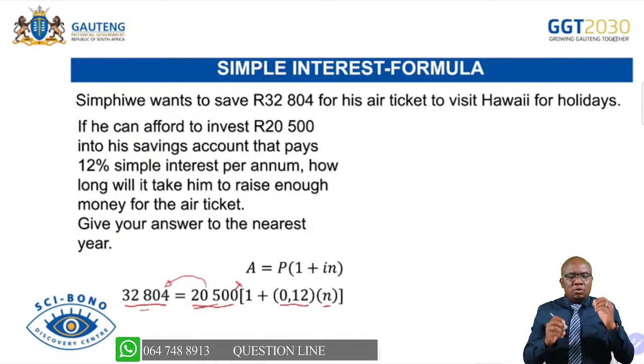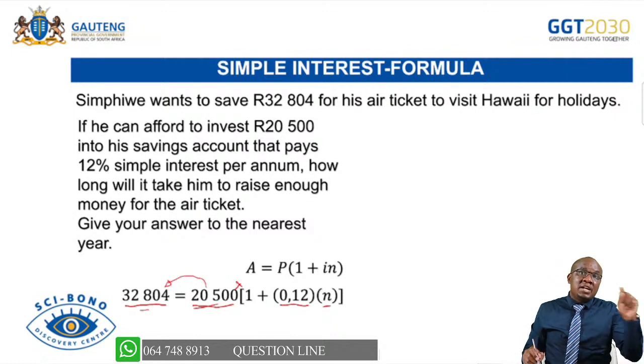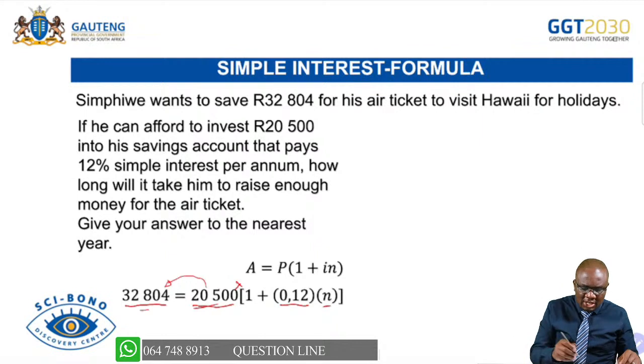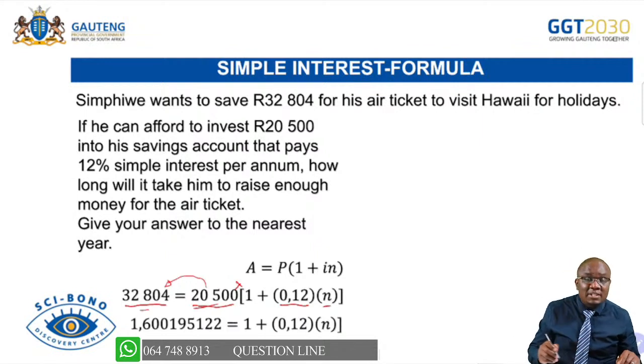Please, don't say the number jumps the equal sign and subtracts. That only happens if you are adding or subtracting. That's when the number will jump and change sign. If it's multiplication, divide both sides. If it's division, multiply both sides. Don't forget that. So we're dividing by 20,500 here on both sides, and then I got a nice decimal, a long one.